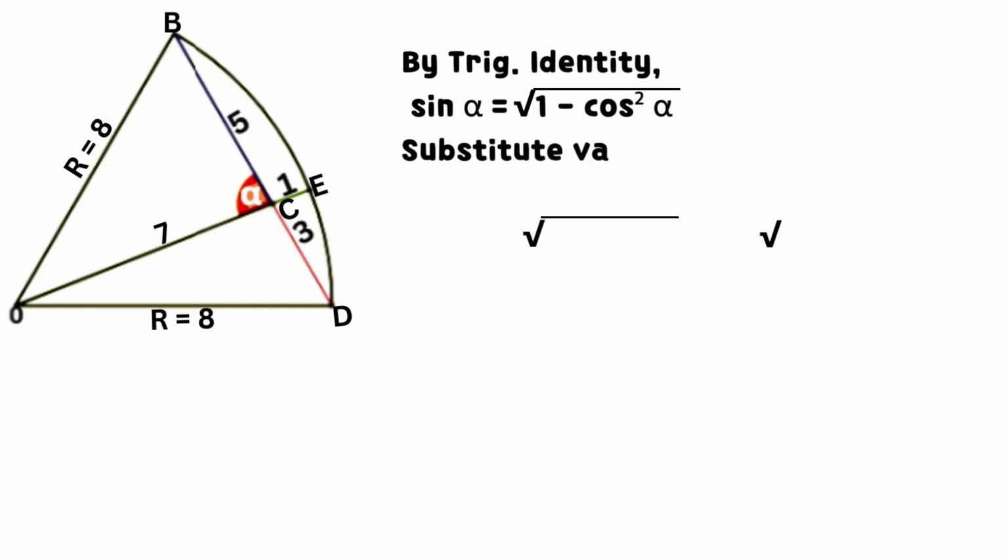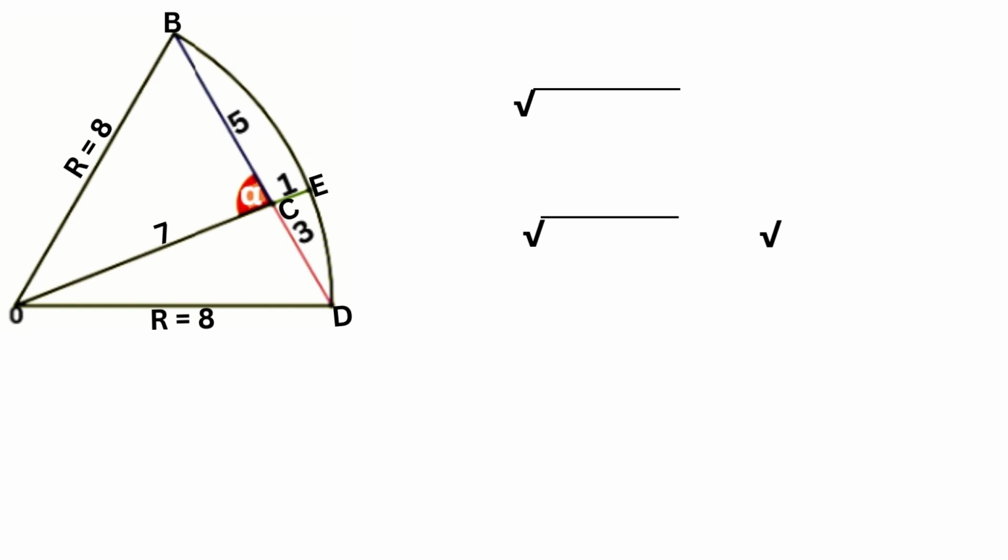By trigonometric identity, sine alpha equals the square root of 1 minus the square of cosine alpha. Substitute the value of cosine alpha obtained into this equation. Therefore, sine alpha equals the square root of 1 minus the square of 1 divided by 7, which equals the product of 4 and the square root of 3, all divided by 7, after simplification of substituted values.